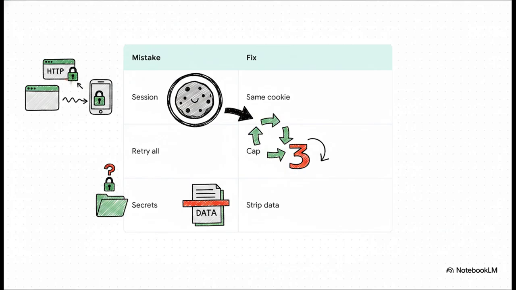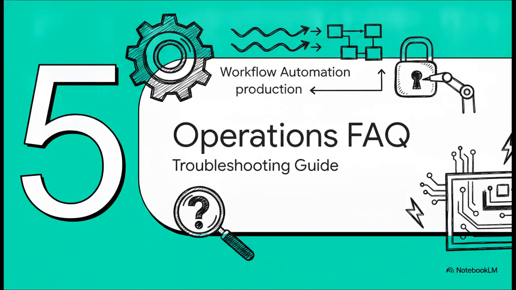Also, please stop retrying every single error. If you hit a hard failure, cap retries with exponential backoff so you aren't just hiding real system defects. And, as we mentioned earlier, never log sensitive data. Always strip those secrets.